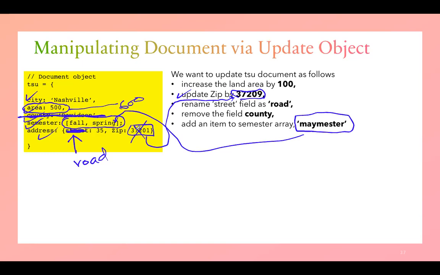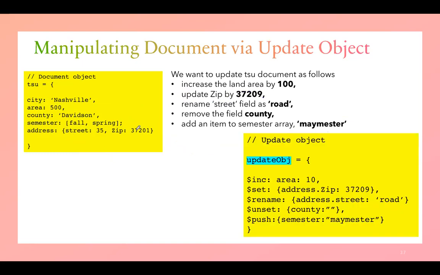next is the answer to all these questions. Okay. What you create is one single update object, and inside this object, you have the commands needed for all these operations. So how would you increase the land area? You just use $inc, which is a MongoDB keyword, area column 10. It will be increased by 10.